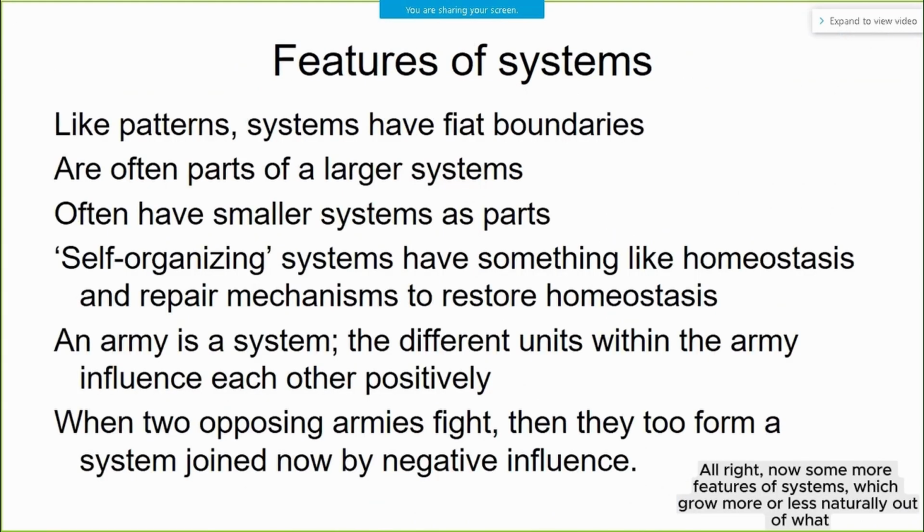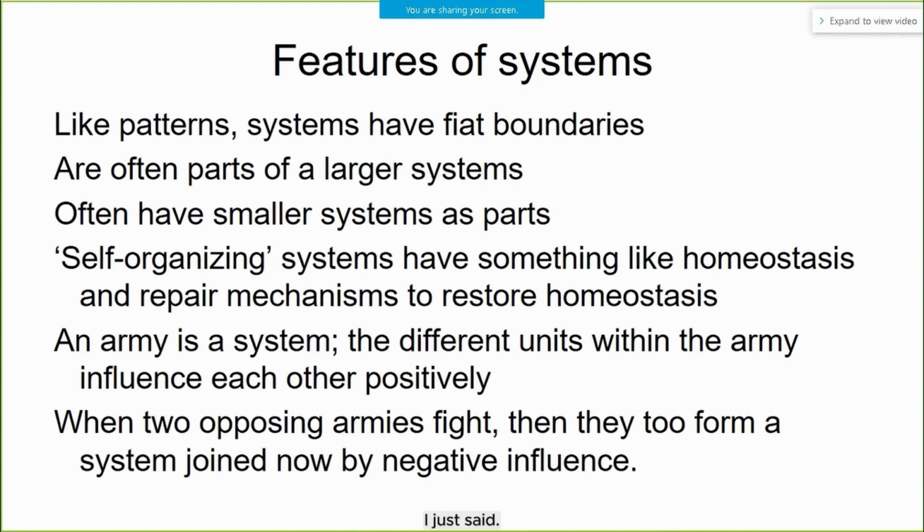All right, now some more features of systems which grow more or less naturally out of what I just said. First of all, the trauma system is intertwined with many other systems within the hospital, with the cleaning system, the plumbing system, but also the surgeons are going to have surgical lives on non-trauma patients. And so there's no real line. This is your question about boundaries earlier. There's no real line between the trauma system and the rest of the hospital.